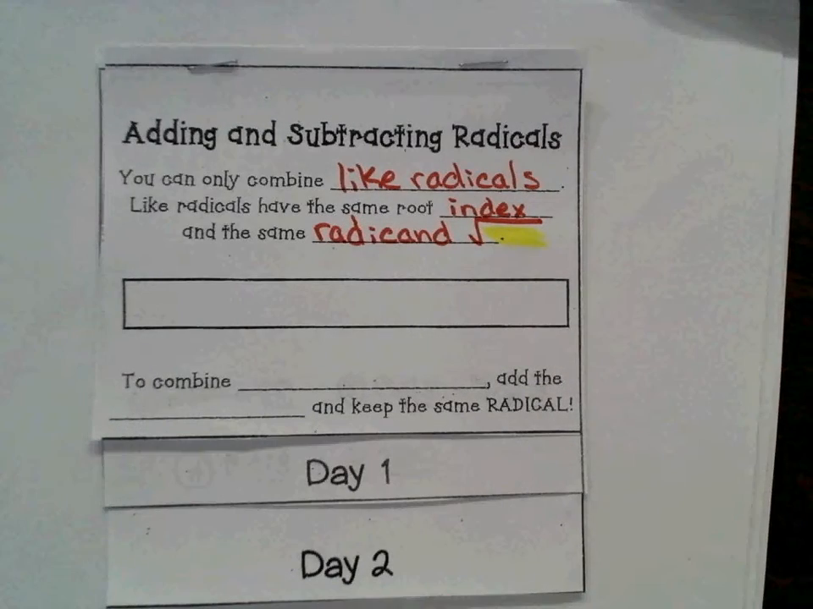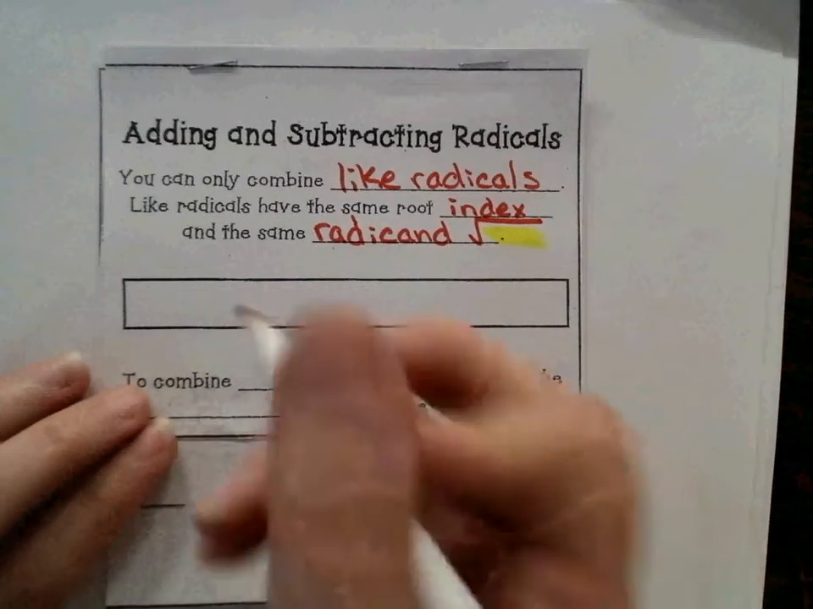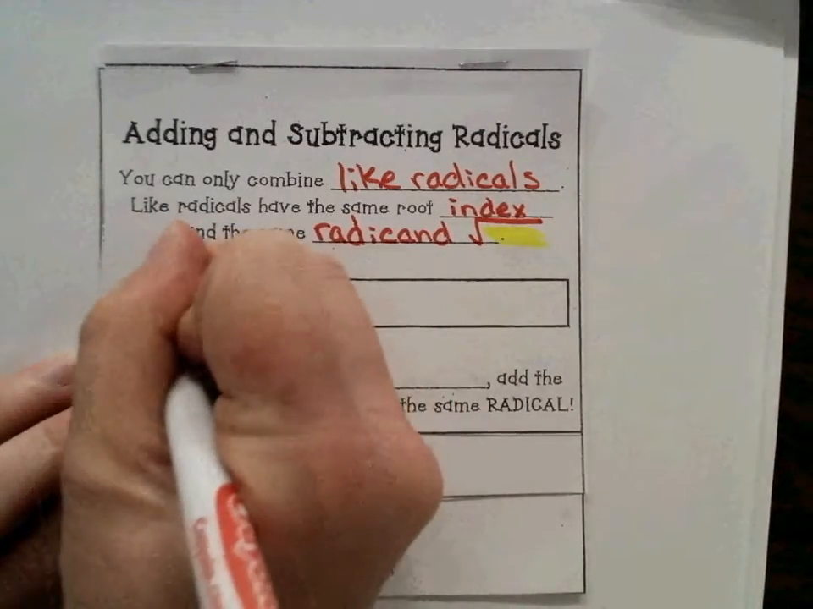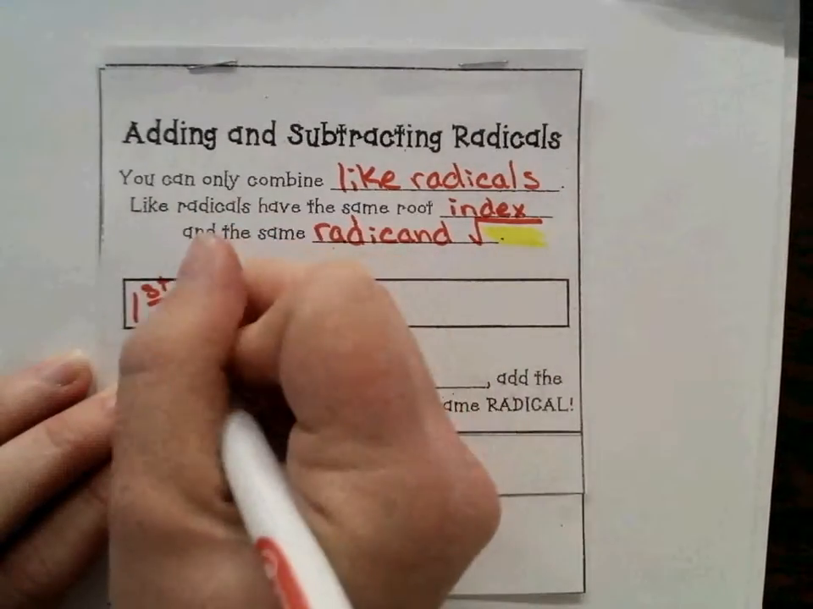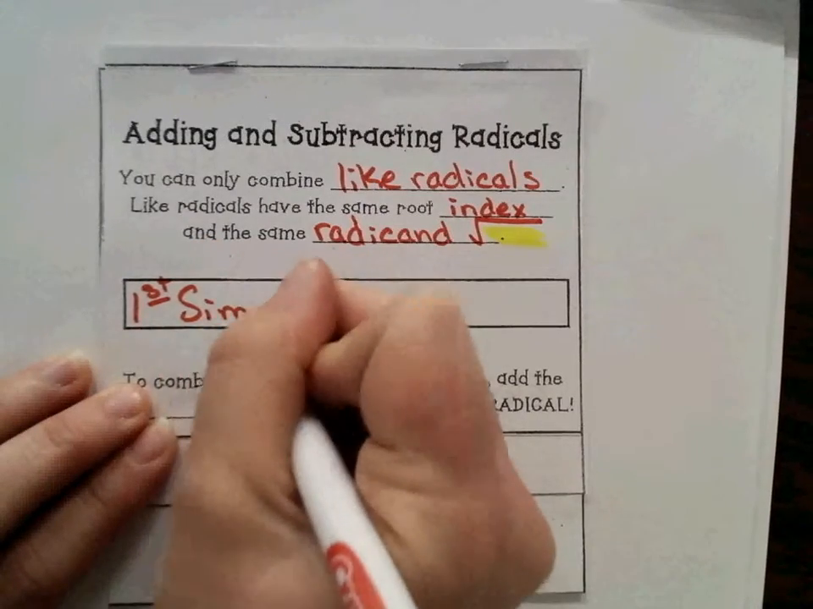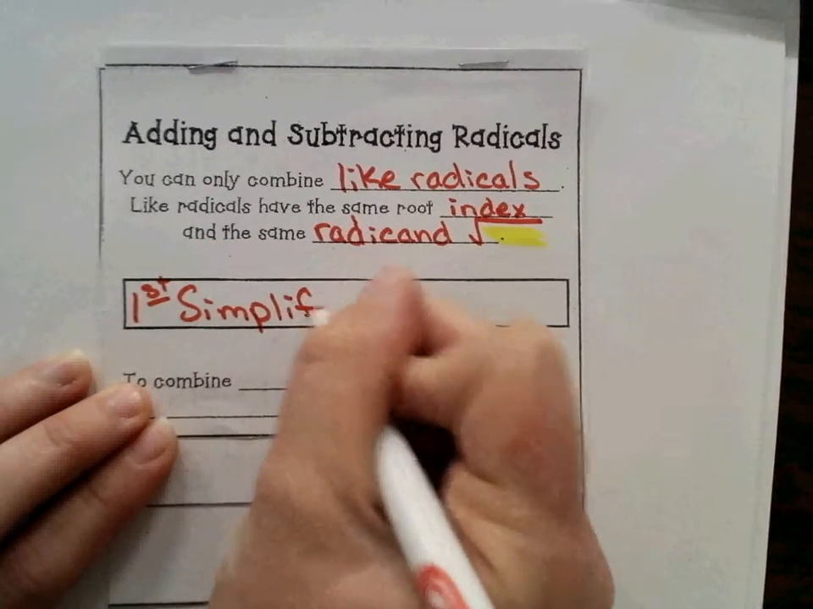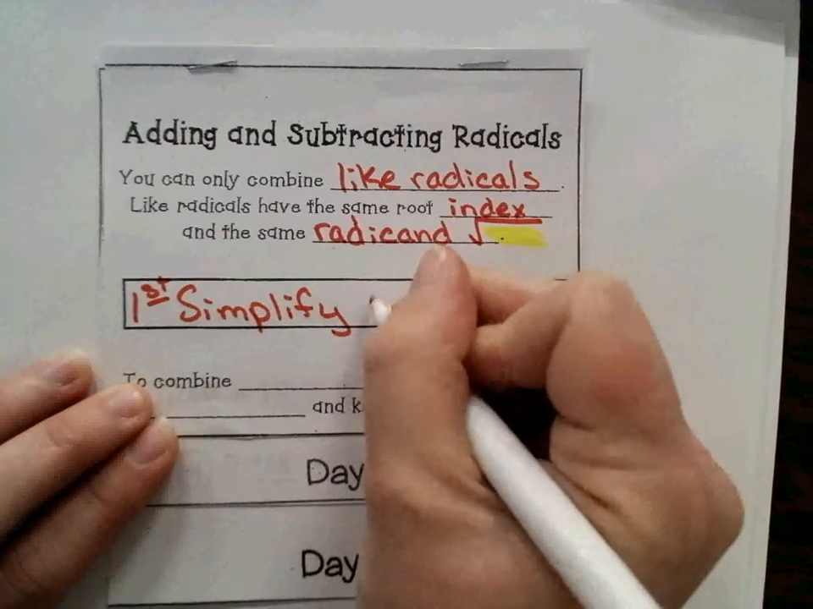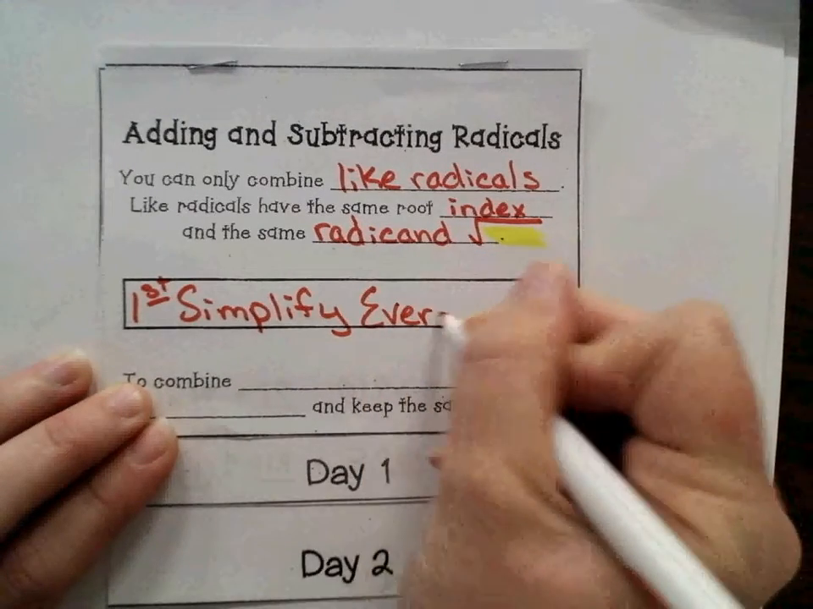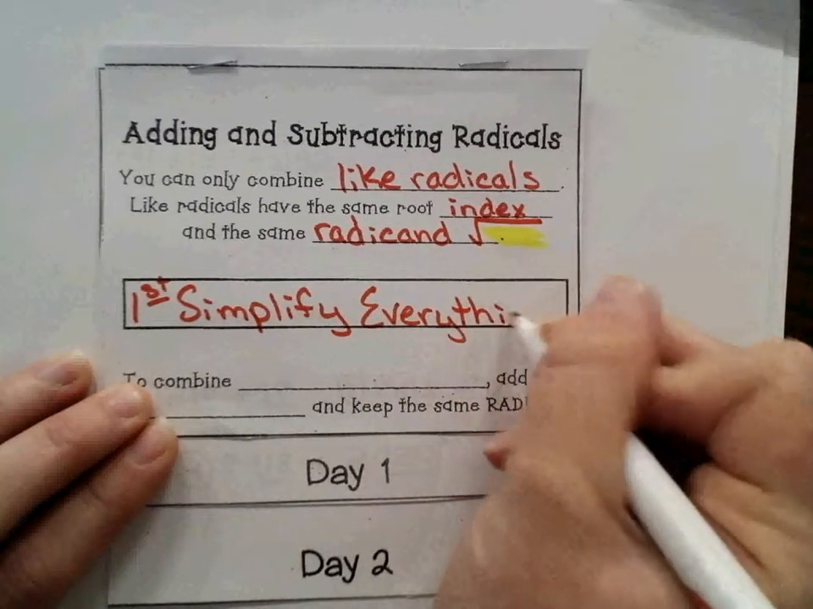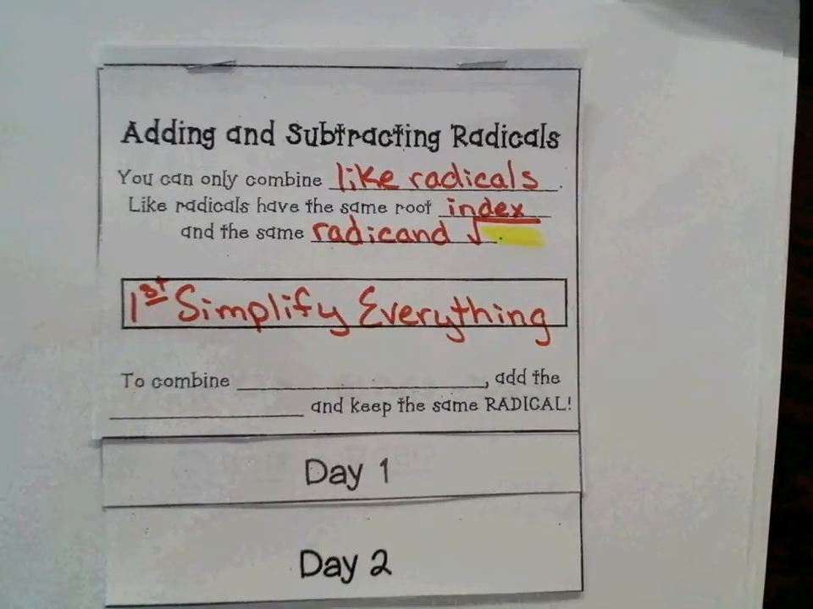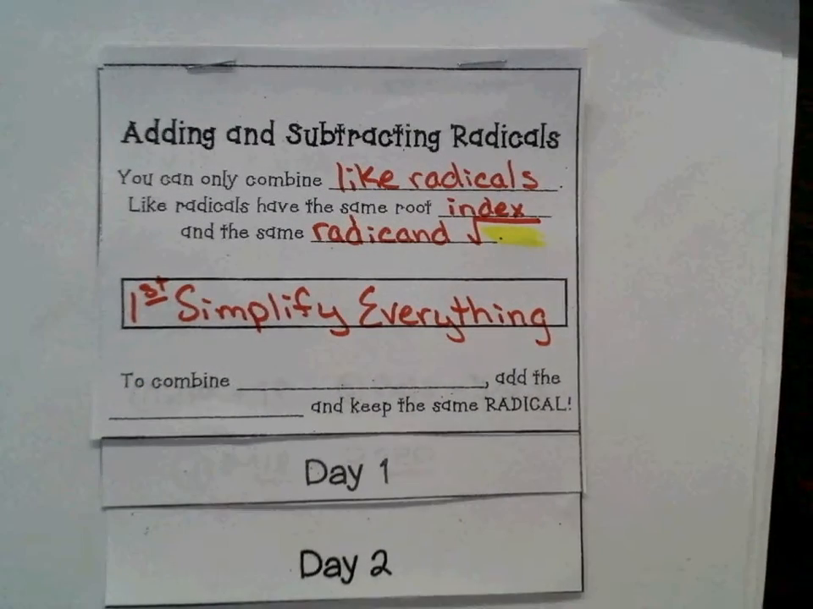When you do that, all you have to do is add or subtract the numbers, or the coefficients, out front. The first thing that you're going to do is simplify everything. The first couple problems that we do, we will not need to simplify. Then we'll move into harder ones tomorrow, which is why they're 2 days.